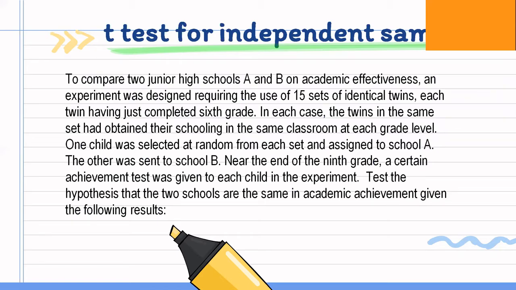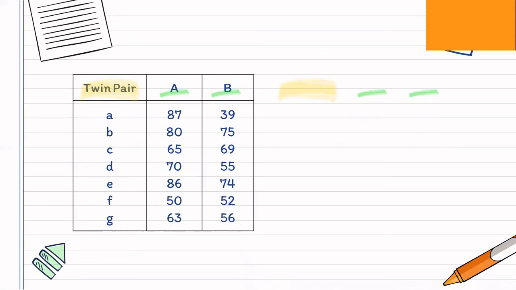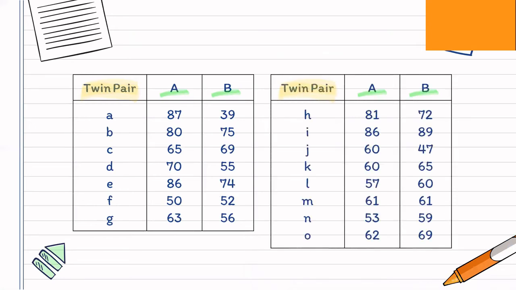Near the end of the 9th grade, a certain achievement test was given to each child in the experiment. Test the hypothesis that the two schools are the same in academic achievement given the following results. So here are the results. We have in pairs A and B. We have 18 sample size.